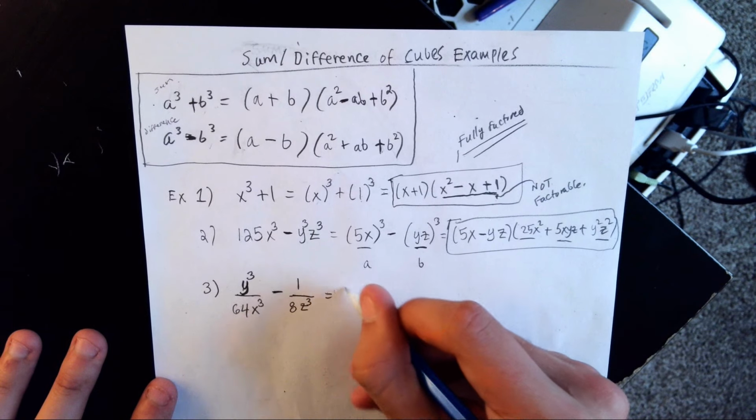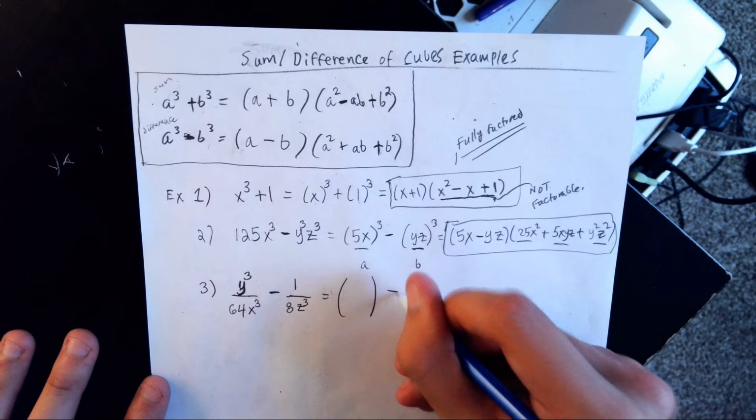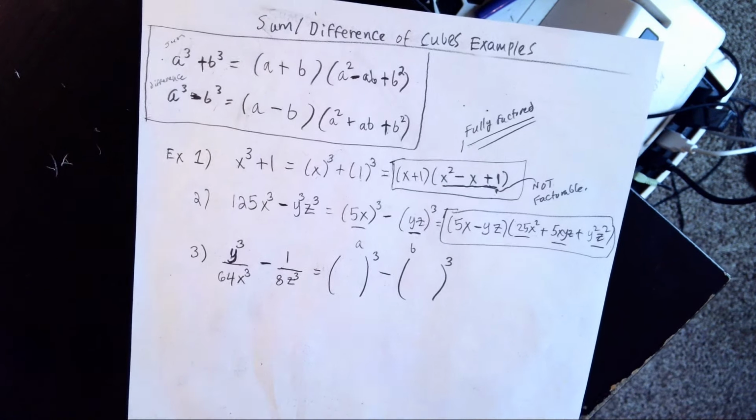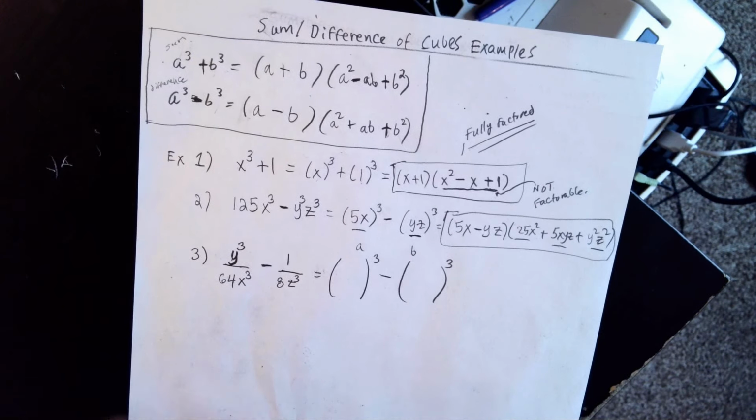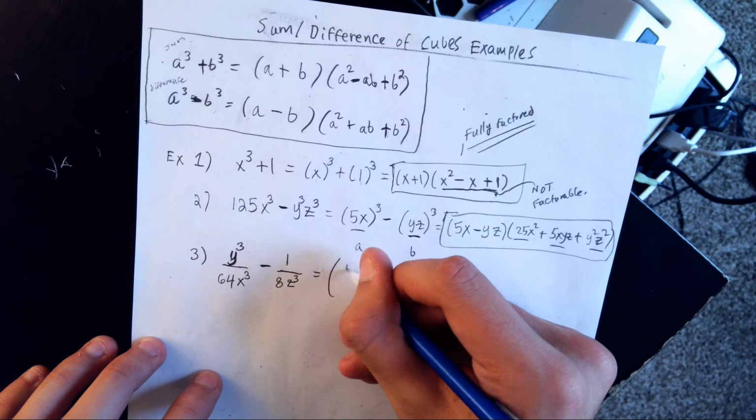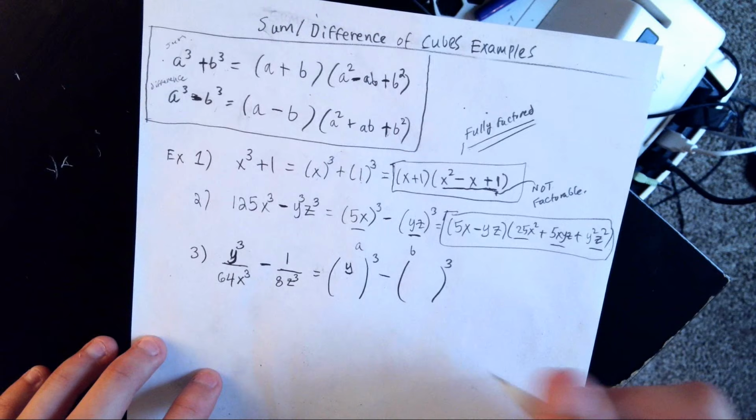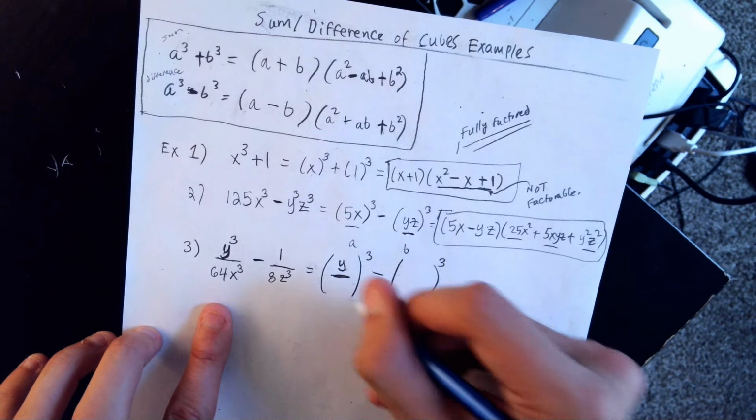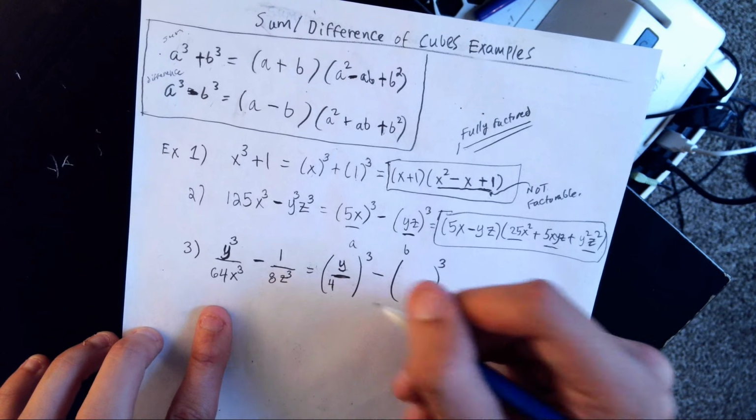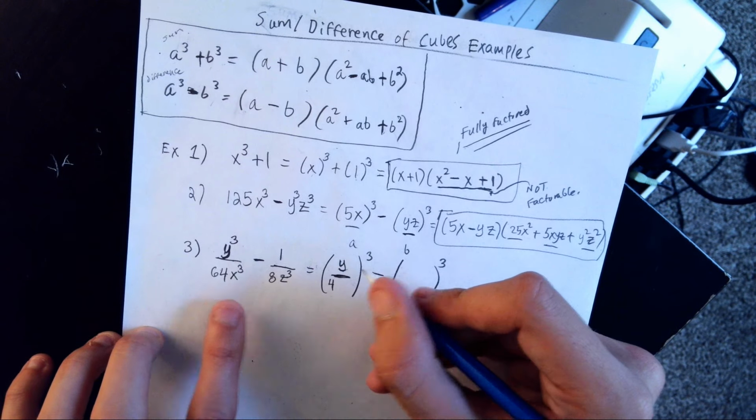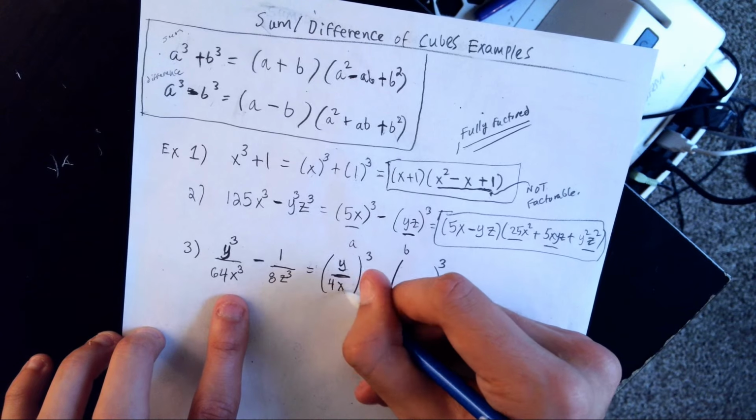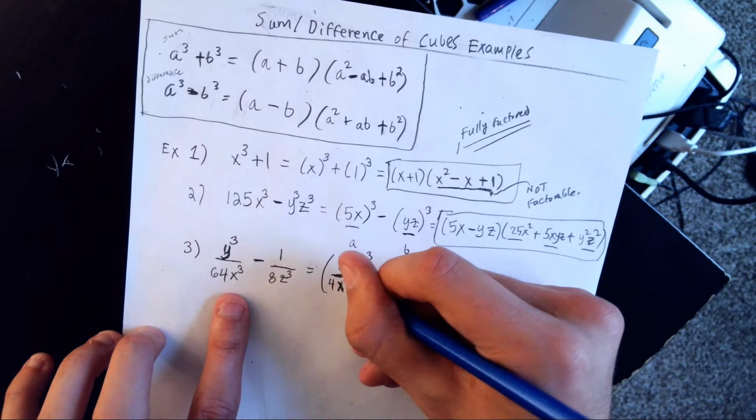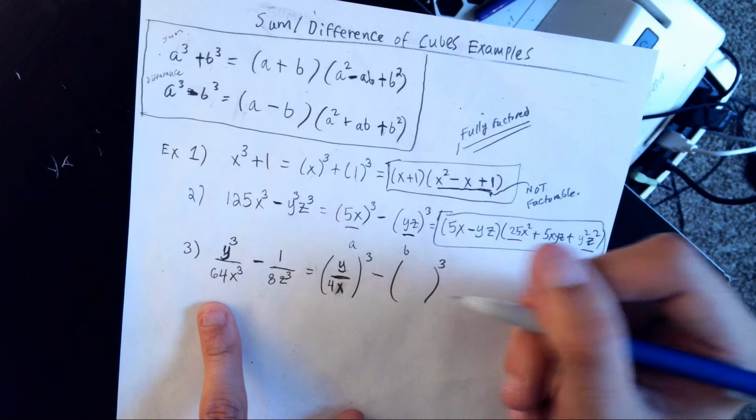So first we want to express each of these as perfect cubes. This is a challenging one. What do we cube to get y cubed? Well, y, right? And what do we cube to get 64? 4. 4 times 4 times 4 is 64. And what do we cube to get x cubed? x. So notice if we cube this out, we do get this.